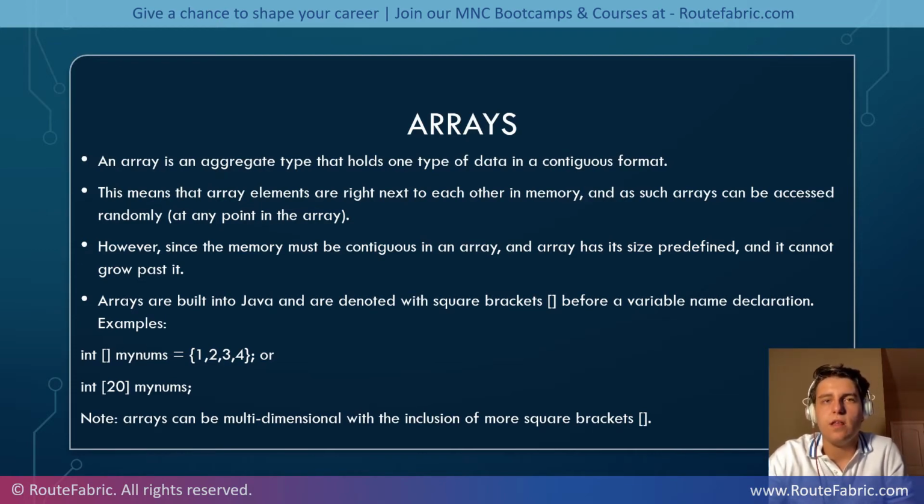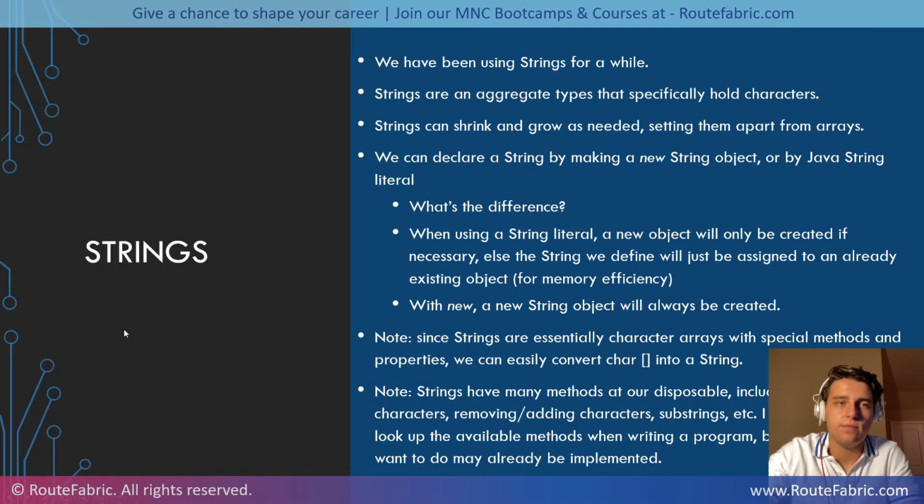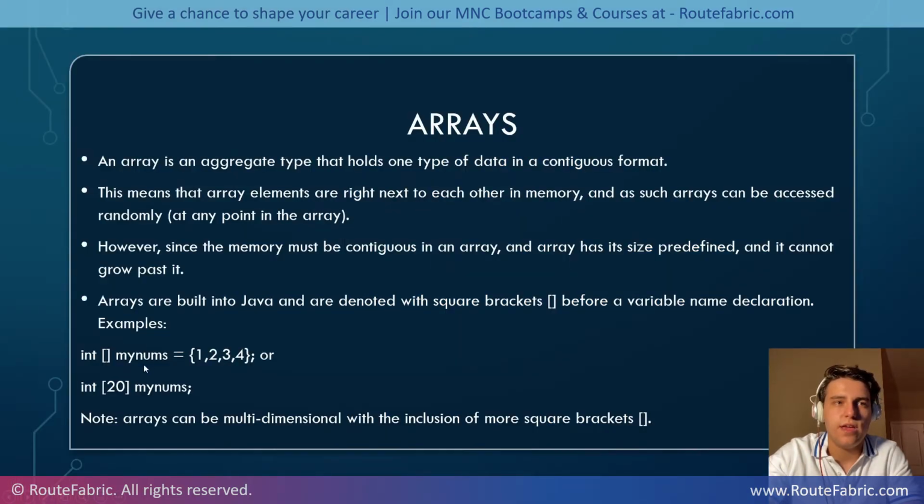All right, so arrays are built into the Java language, and we can use them right off the bat. And they are denoted with square brackets before a variable name declaration. So for example, here we have int, and then we have our variable name, mynums, and before that we have brackets. So this is saying this is an integer array.